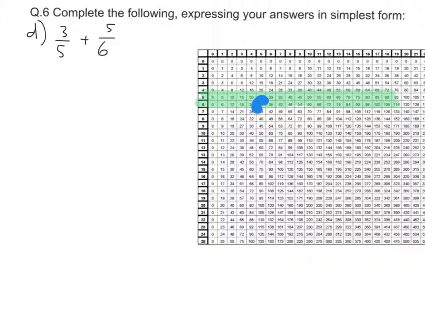Let me just get rid of that if I can. Can't. Start again.